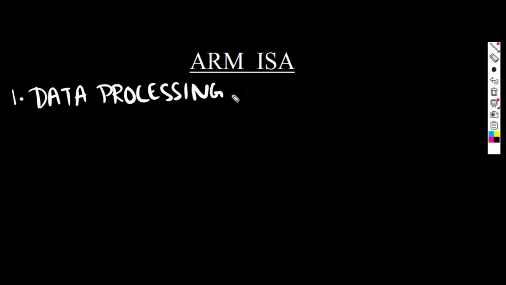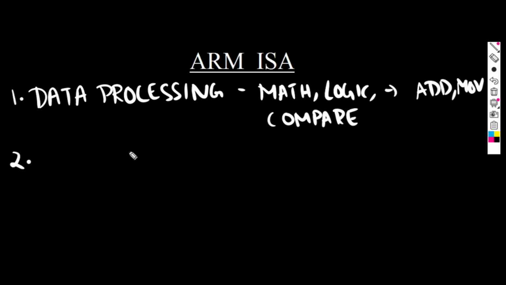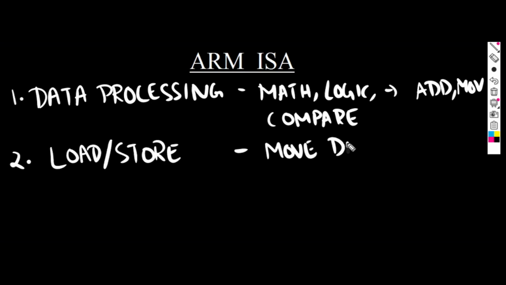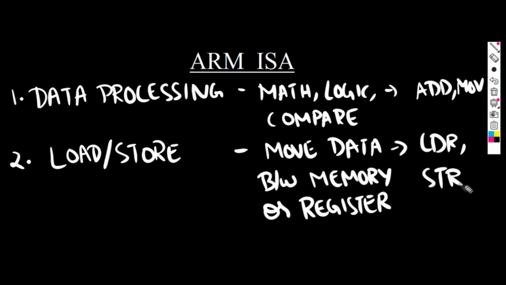Next, we have the different instruction types available here. Okay. So overall, we have data processing instructions like add, move, etc., which perform mathematical operations, logical operations, comparison, etc. Then we have load store instructions where we move data between memory and registers, like LDR, STR.